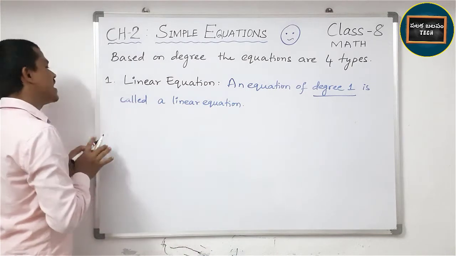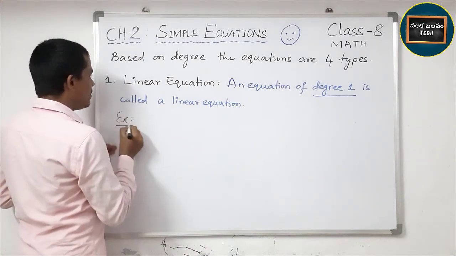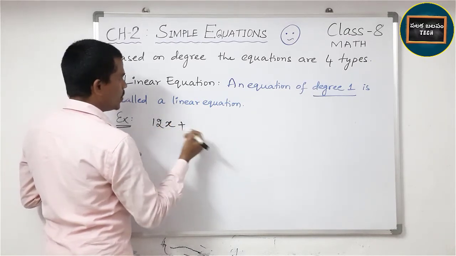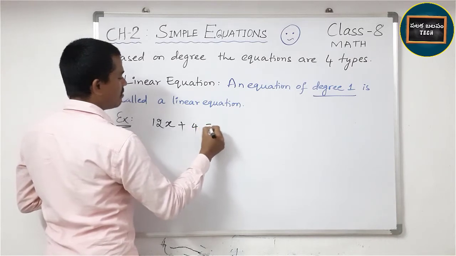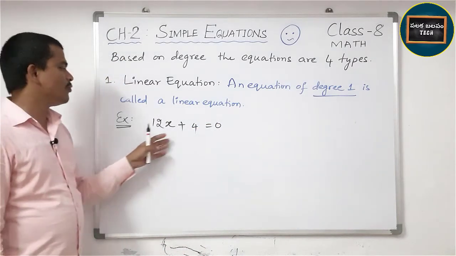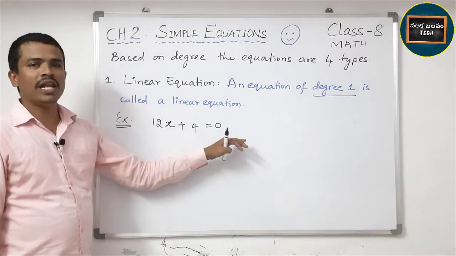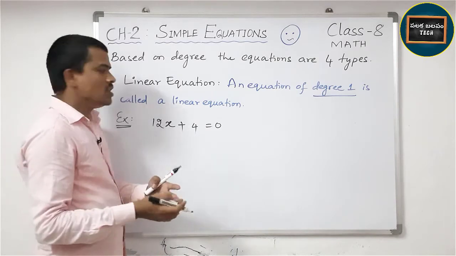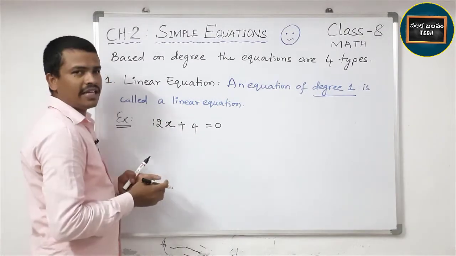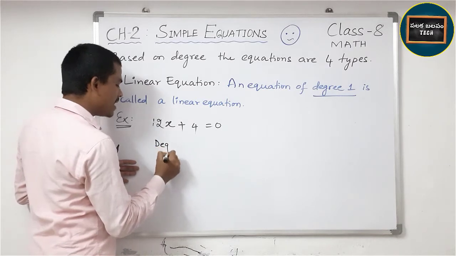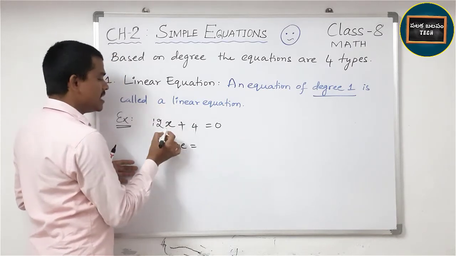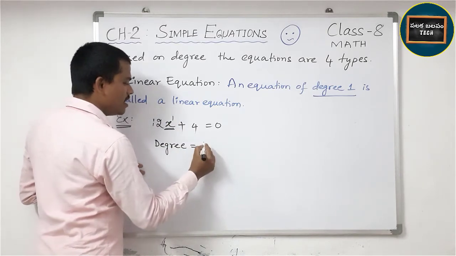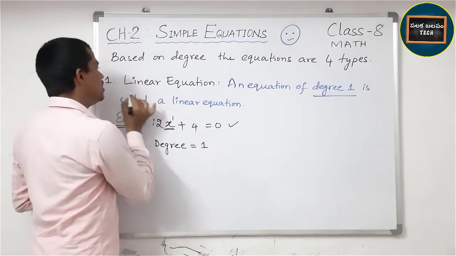Now let us see one example for this linear equation. I am taking one example: 12x plus 4 equal to 0. It is an equation, but is it a linear equation or not? To check that, we have to find the degree of this equation. The variable is x, and the exponent is 1. So the degree becomes 1 here. So it is called a linear equation.